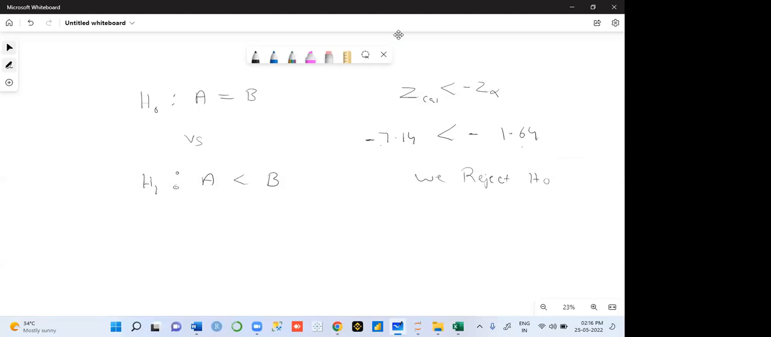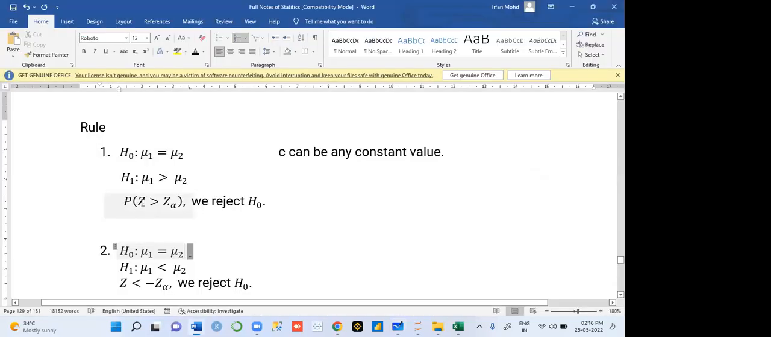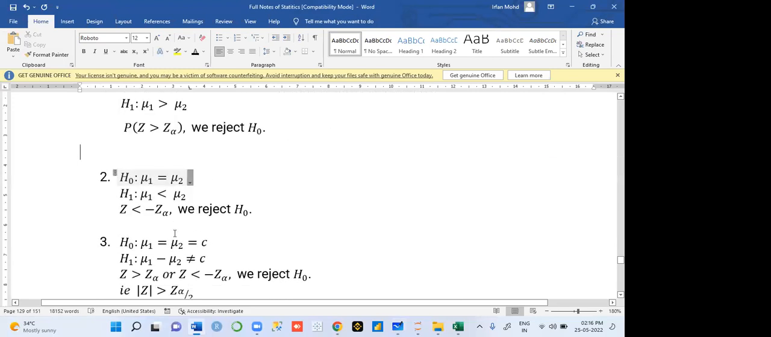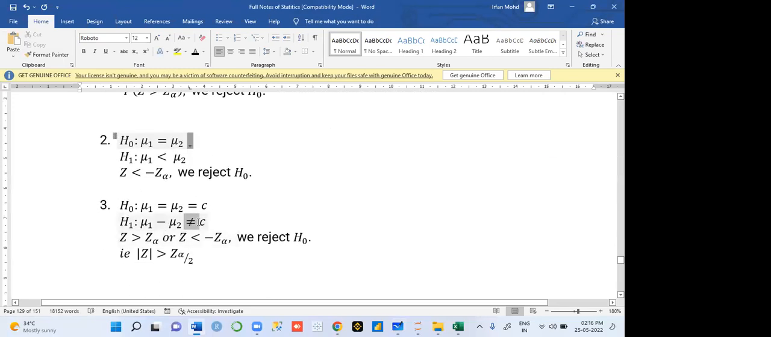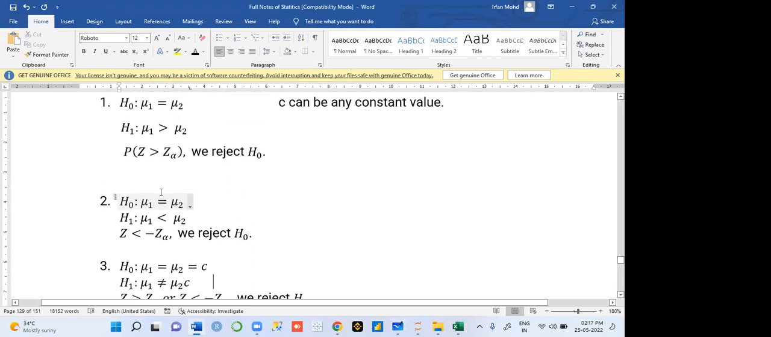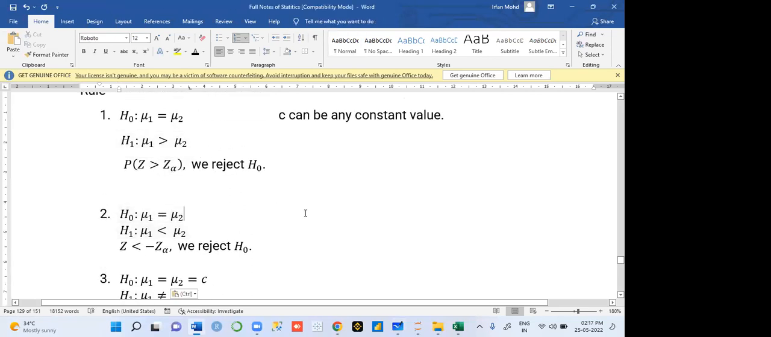Decide whether to reject or accept. So then the third rule is this one. ये not equal to वाला rule है. Equal or not equal ना हम modulus करते थे. Here we use second. This is your first one.